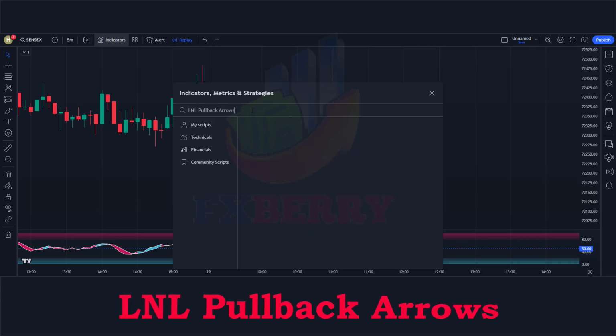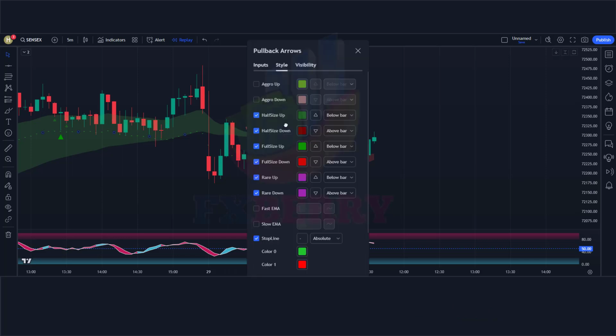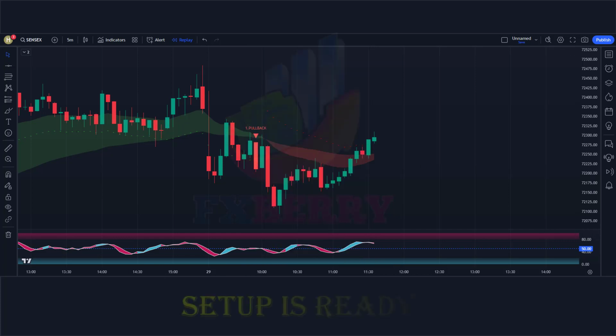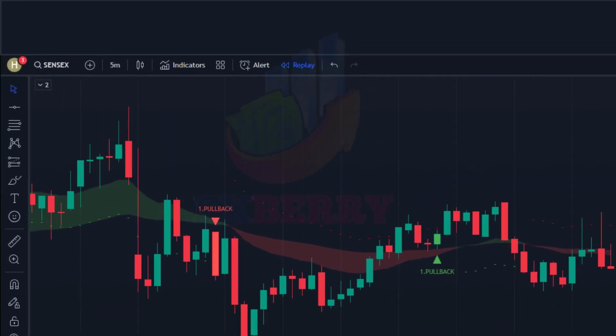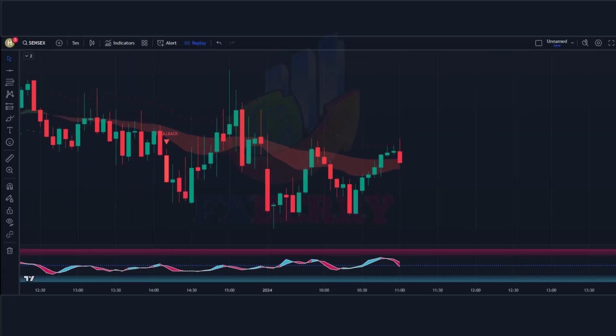Third indicator name is LNL pullback arrows. Keep the indicator settings as I have shown here. Setup is ready. We are going to test this strategy on 5 minutes time frame in Sensex chart.